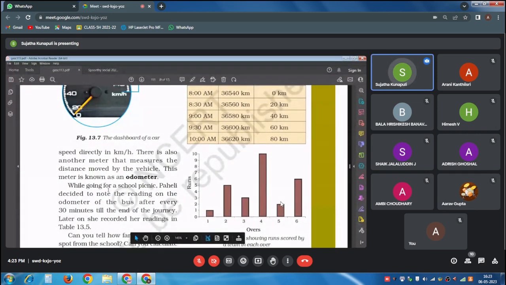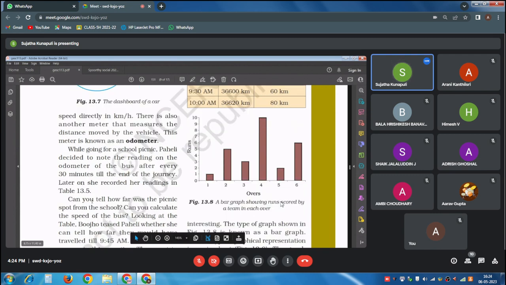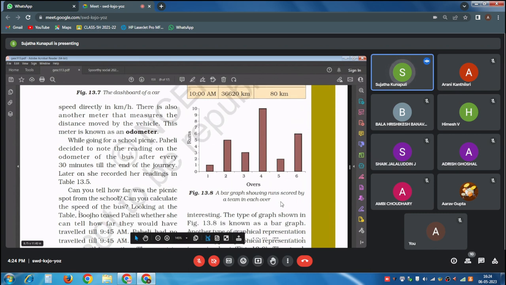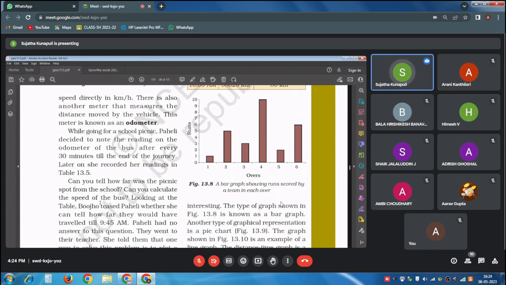While going for a school picnic, Paheli decided to note the readings on the odometer of the bus after every 30 minutes till the end of the journey. Later on, she recorded her readings in the table. Can you tell how far the picnic spot was from the school? Can you calculate the speed of the bus?